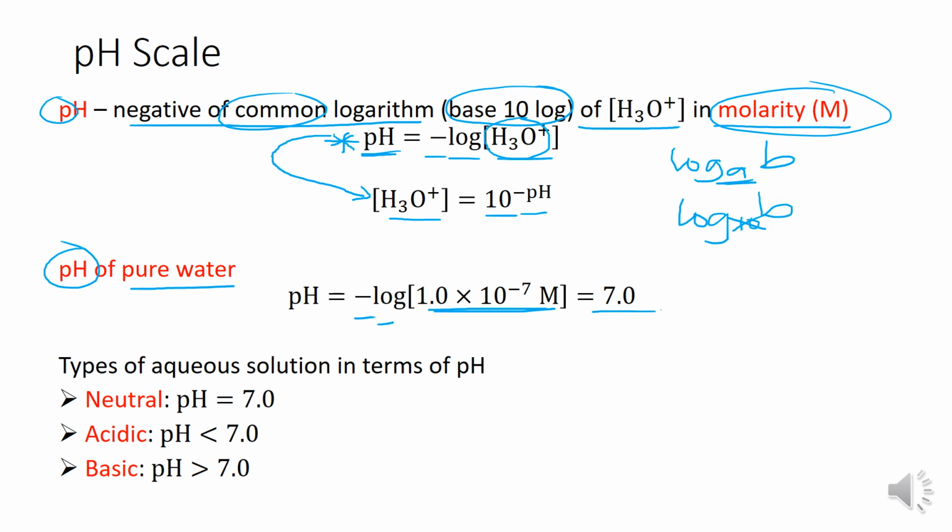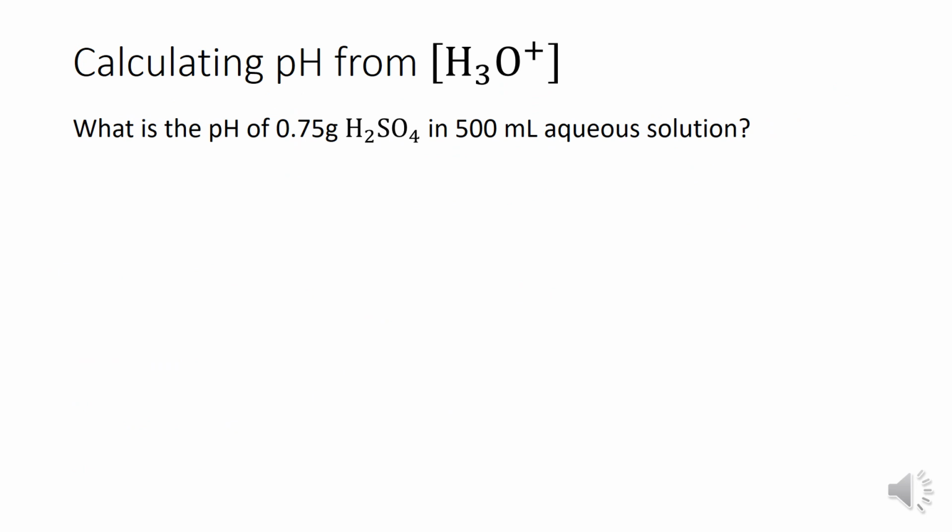The pH level is used to determine the level of acidity or basicity, if there is such a word, of an aqueous solution. So we have the following types of solution in terms of pH. For a neutral solution, the pH is 7, because an example of a neutral substance is water. In an acidic solution, the pH is less than 7. And for basic solutions, the pH should be greater than 7.